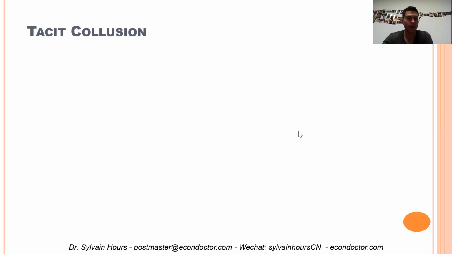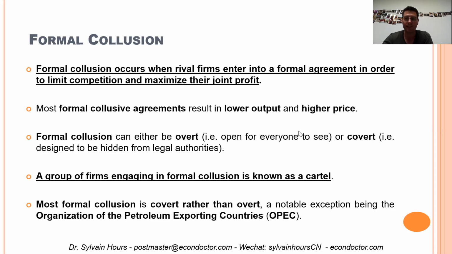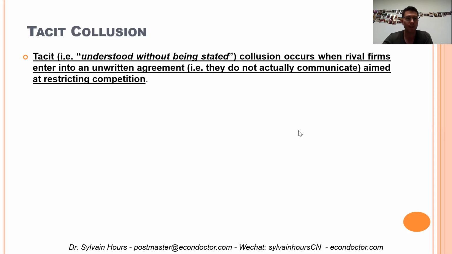Okay, and the other type of collusion is tacit. The first thing that you should do is explain what tacit means, because I think most of your students will not know this word. It's going to be a new word for them. It means understood without being stated.